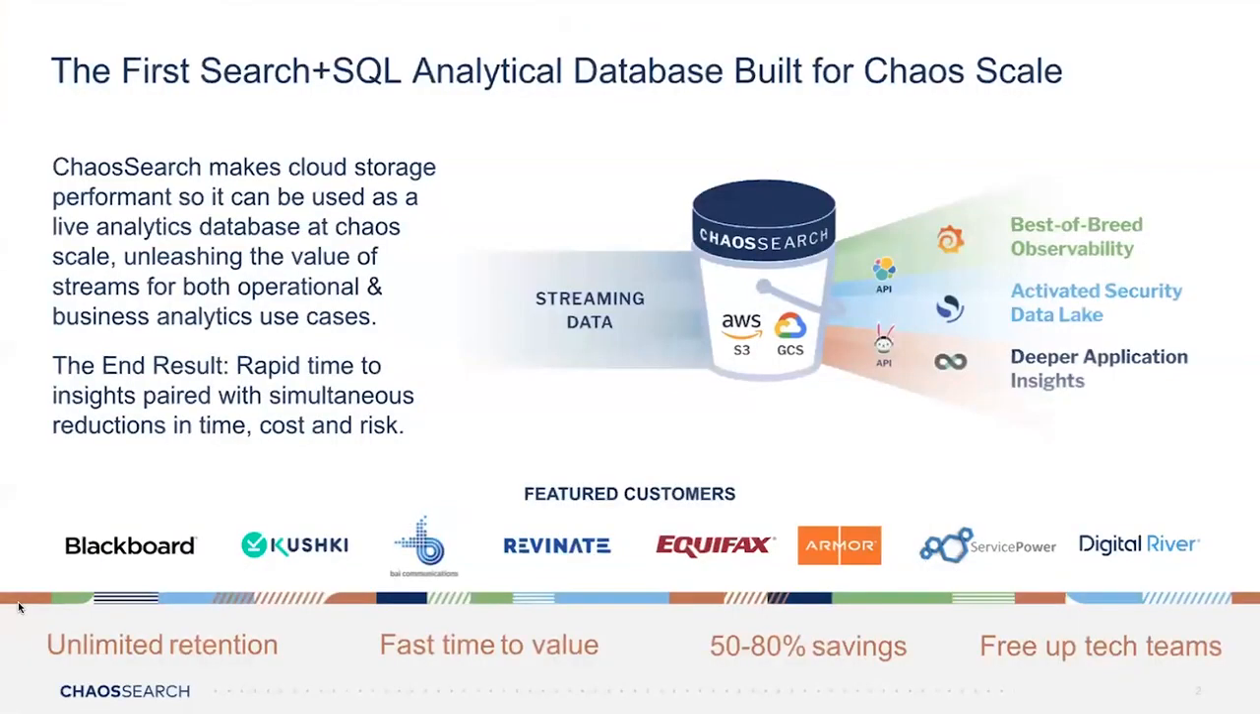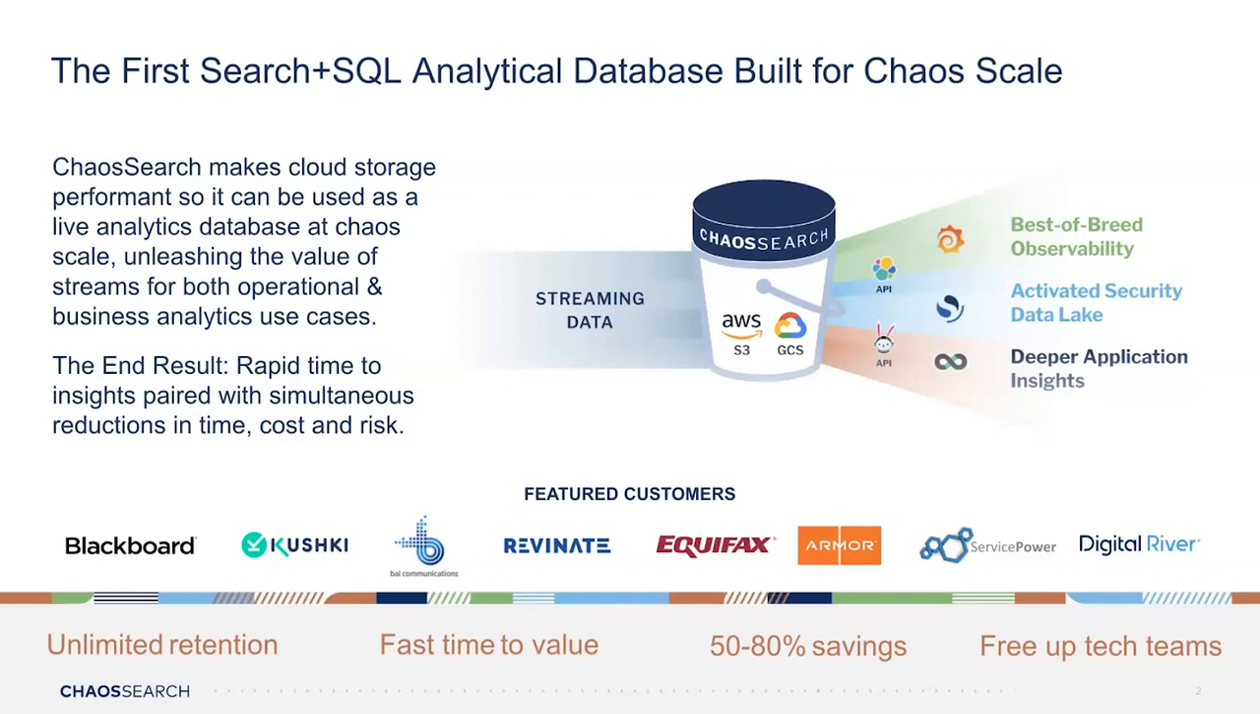So Chaos Search is the first Search.SQL analytical database built for chaos scale. What that means is that we make your cloud storage performant, so you can just stream your data into your cloud object storage. We're going to ingest that data, transform it into our proprietary data representation, store it back on your side, so we don't store any data on our side, and then make it available for analytics via open APIs like Elasticsearch API and Trino API, and also in our console via OpenSearch dashboards and Superset. So you can leverage it for best-of-breed observability, security data lake, and deeper application insights.